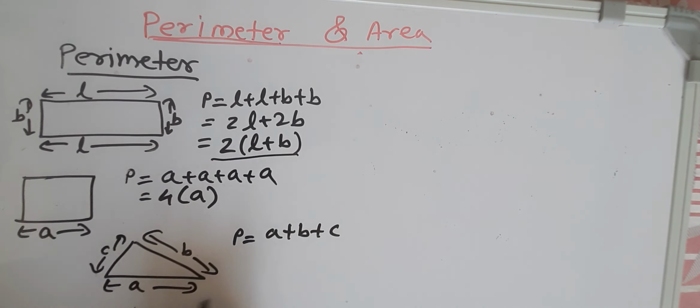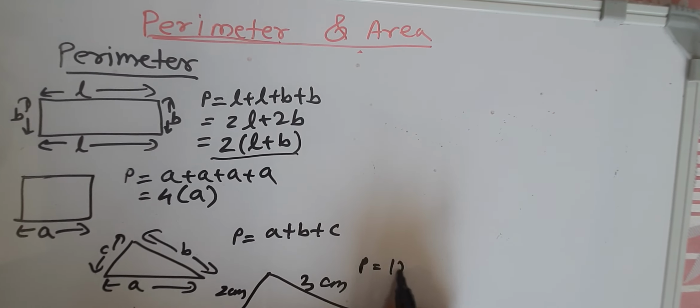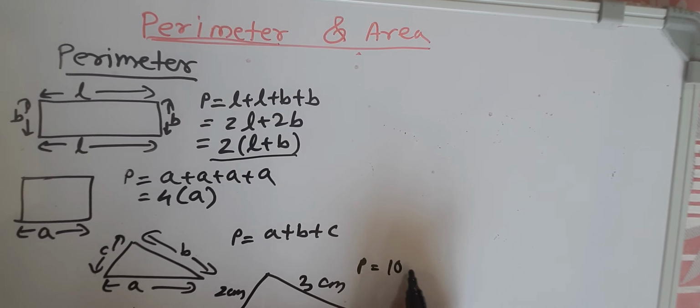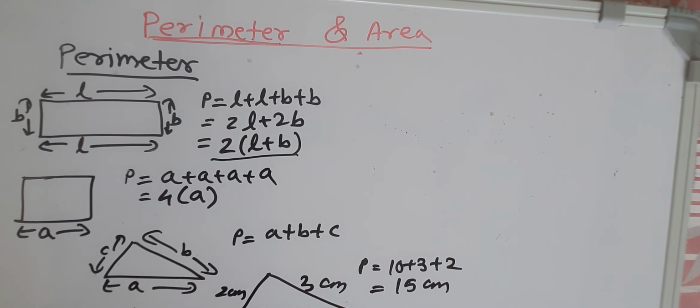Okay, and suppose for any triangle, it's given this is 10 centimeter, this is 3 centimeter, and this is 2 centimeter. So how can we find out the perimeter? Perimeter equals 10 plus 3 plus 2, that is 15 centimeter. This is the perimeter of this triangle. This is how we find out the perimeters of the given shapes.